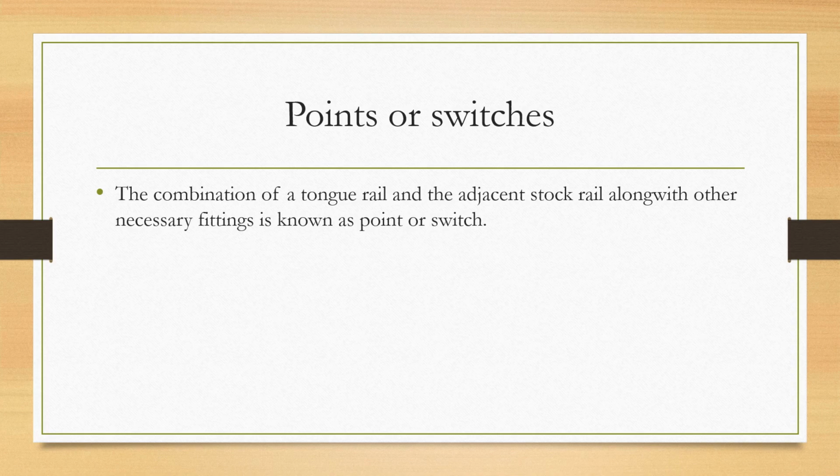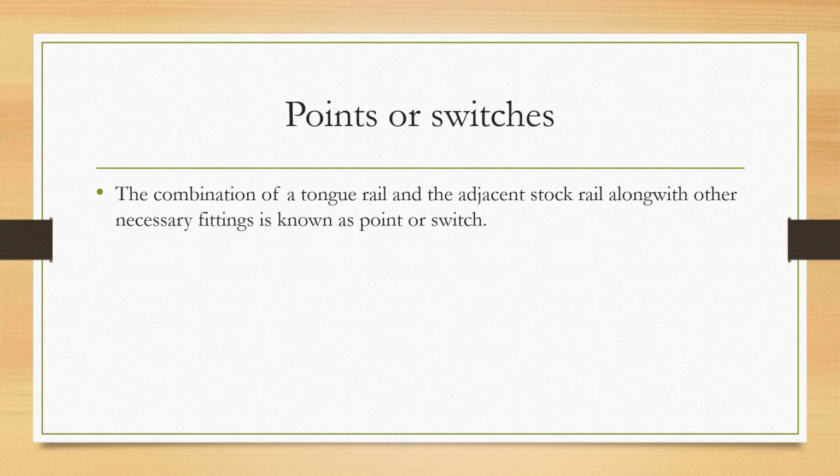Stub switches. In this type of switch, no separate tongue rail is provided, and some portion of the track is moved from one side to the other side. This type of switch is not used these days. It can be used for temporary works, for diverting the trains during maintenance or construction of a new railway track.